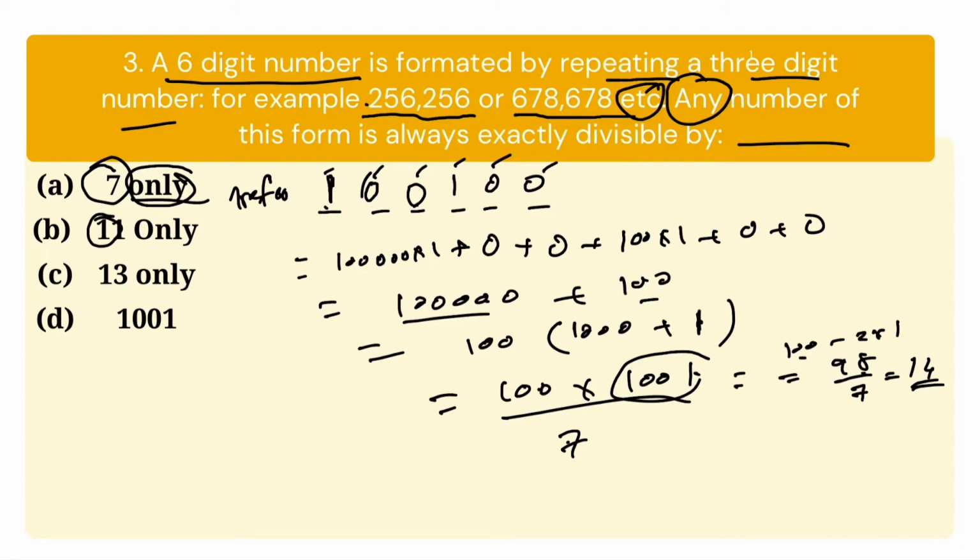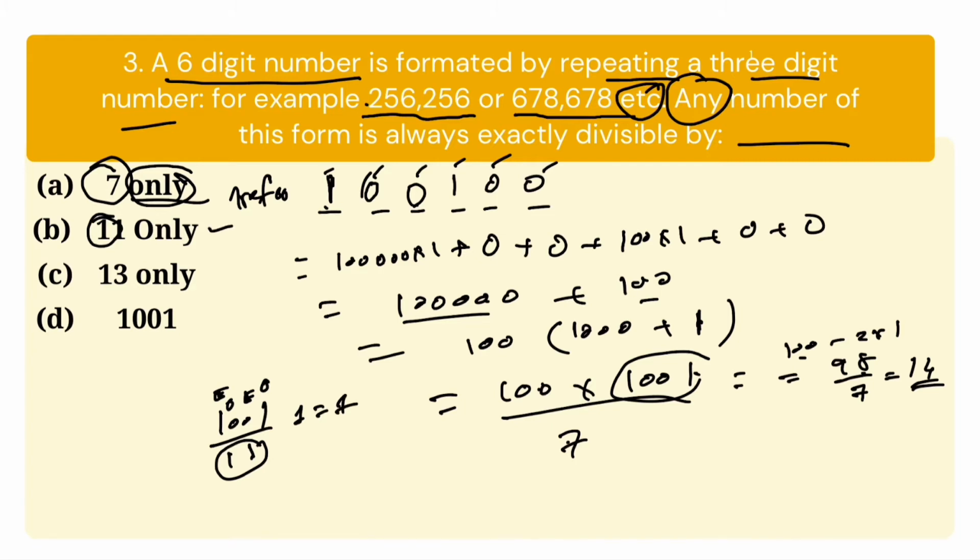Option 11: 1001 divided by 11. What is the divisibility rule for 11? The sum of odd places is equal to the sum of even places. So this is odd, this is even, this is odd, this is even. If you check here, the sum of even places is 1, the sum of odd places is also 1. So 1 is equal to 1, hence this is also divisible by 11.